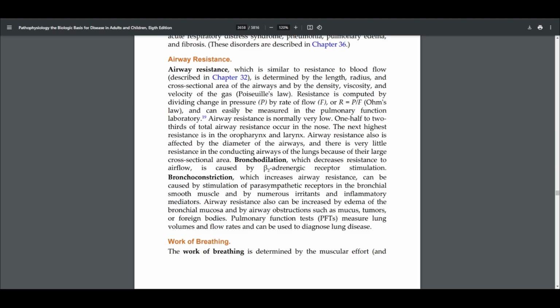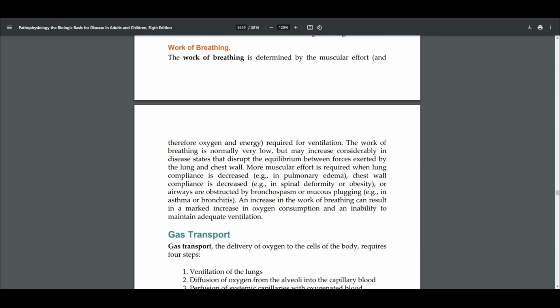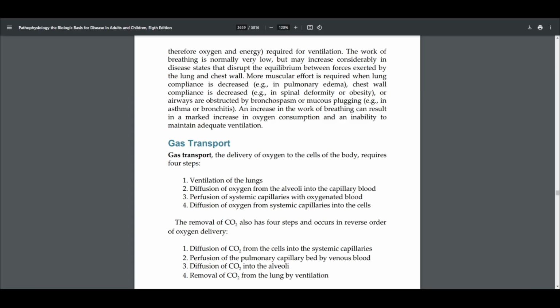Pulmonary function tests measure lung volumes and flow rates and can be used to diagnose different types of lung disease. Your work of breathing is determined by the muscular effort and therefore oxygen and energy required for ventilation. The work of breathing is normally very low, but may increase considerably in disease states that disrupt the equilibrium between forces exerted by the lungs and the chest wall.